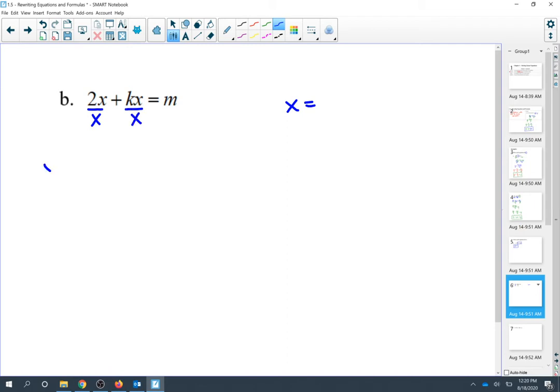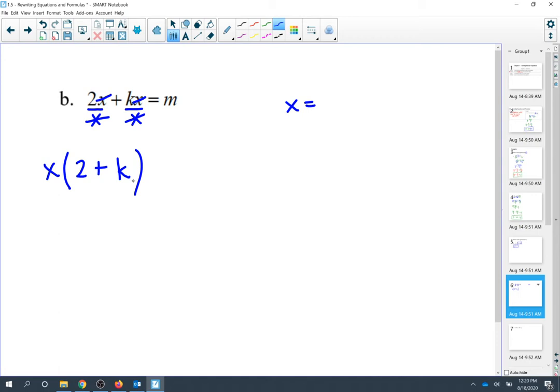Now, we're going to take our x, set it over here, and then set up a parenthesis. If I take an x out of here, I have a 2 left. Plus, if I take an x out of here, I have a k left. What you just did right there was called factoring out the greatest common factor.